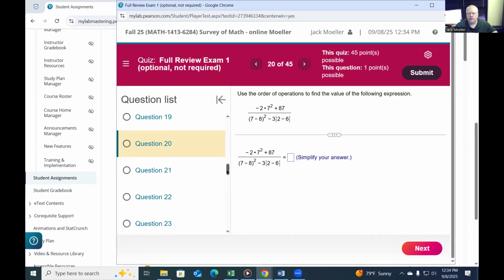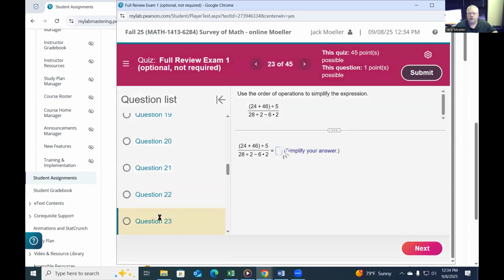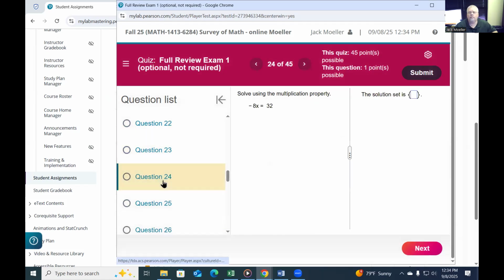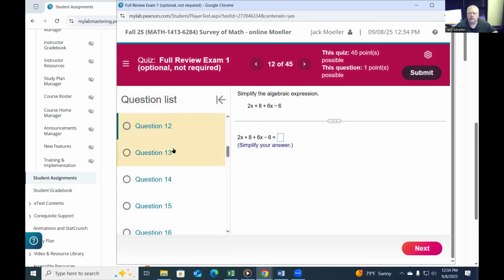Yeah. So after you do order of operations, and again, on the full review, I gave you several. The ones on the test are in the full review. All right, so after you do the order of operations, then you're going to get into chapter 6, which is simplify algebraic expressions.